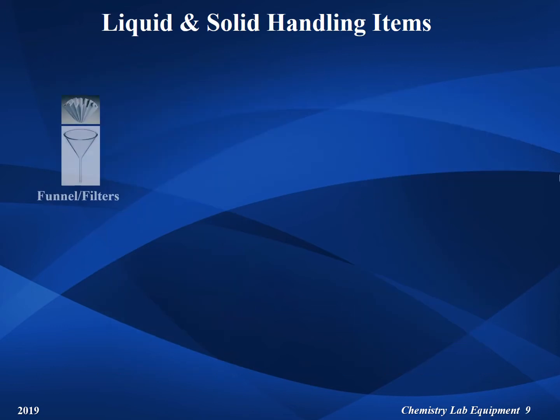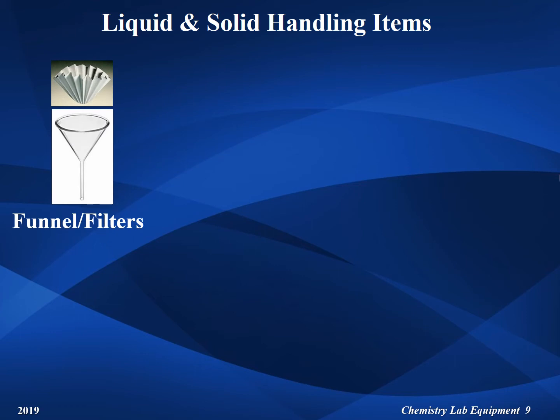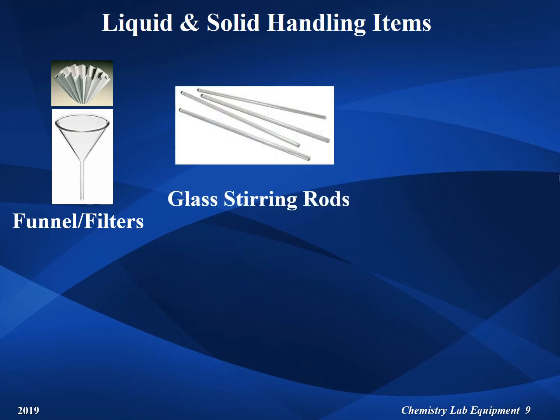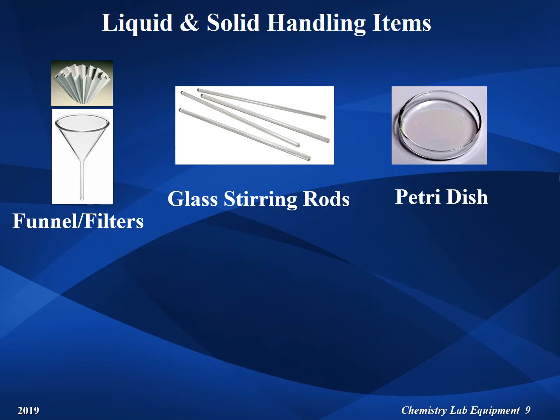Common items used in the laboratory for handling liquids and solids include a funnel as well as filter paper. Glass stirring rods. A Petri dish. This type of dish is usually used to culture cells for biology or biochemical experiments using agar, a gel-like material made out of red algae and different types of nutrients.